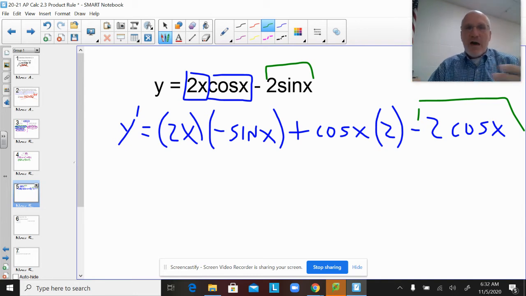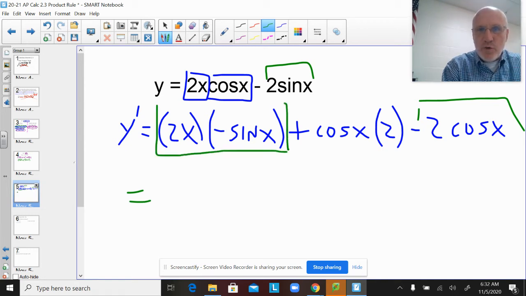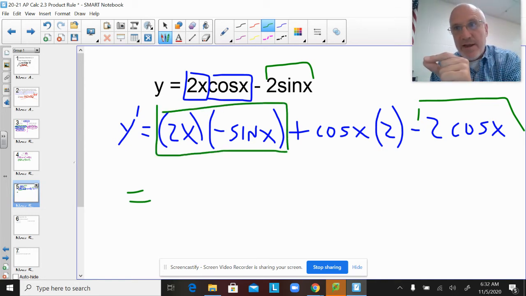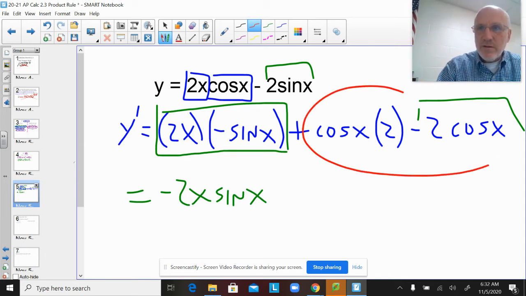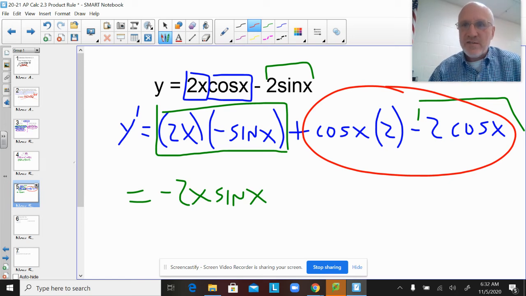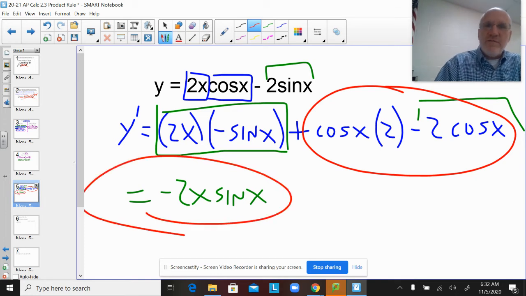So now I might clean this up. Just so you know, if it says 2x times negative sine of x, and it's not a minus sign, you see that as negative 2x sine of x. That's going to be the simplest way to see that. And these two terms, which I'll circle in red here, that appears to be 2 cosine of x minus 2 cosine of x. I believe they do in fact go away in this case. Look back at my answer here: negative 2x sine of x. There you go. So those just happen to cancel out. So there's the derivative. So be aware of the product rule.